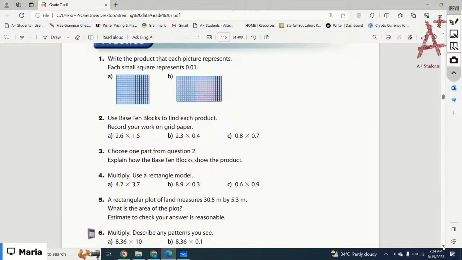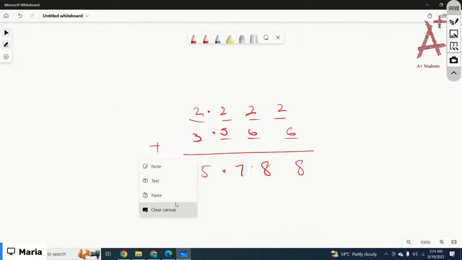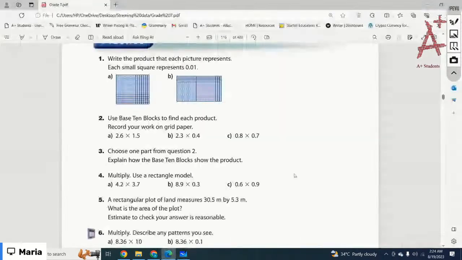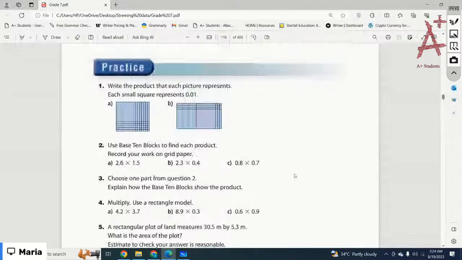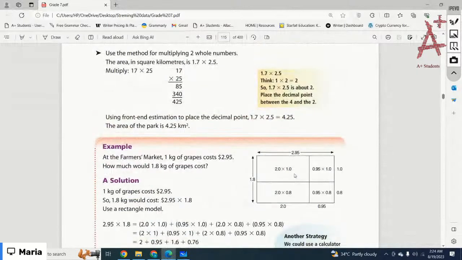So you can see, because you have 2.6 times 1.5, I cannot make the rectangle on the board. I will just explain a question that is already done here, because making the rectangle is a very difficult method.